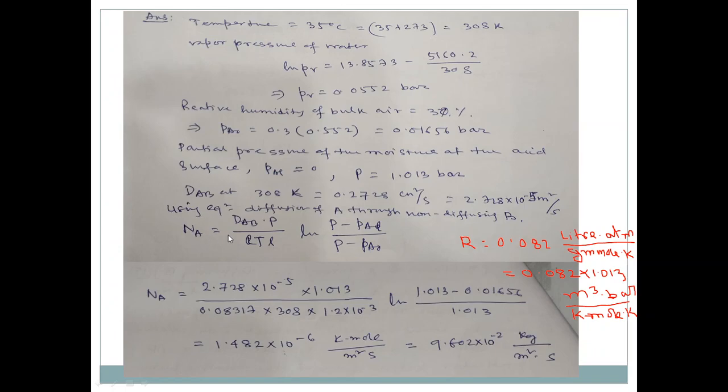Now we know this equation. Once you use the equation for diffusion through non-diffusing B, this is my equation, and in this case my case is gas phase, so I will use this equation directly. DAB I will use this one. The pressure I am using in bar. Temperature T is this. L is 1.2 millimeter, equal to 1.2 into 10 to the power minus 3 meter. Ln of PAL.